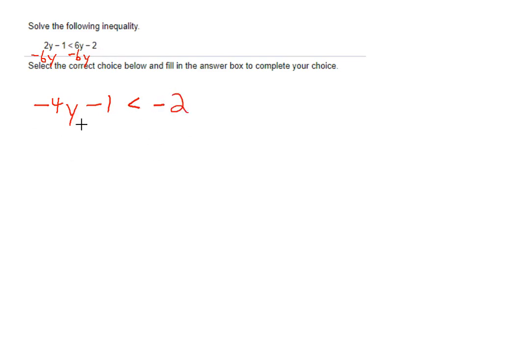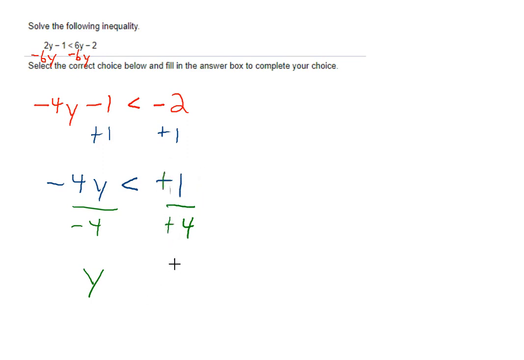All right. And then to solve for y, we'll add 1 to both sides, just like we would if we were solving an equation. Get negative 4y is less than negative 1. And then we divide by negative 4 on both sides. And what we're going to get is y on the left-hand side, -1 divided by -4. Unfortunately, it's going to stay a fraction, but the negative signs do cancel each other out. And so we'll get +1/4.